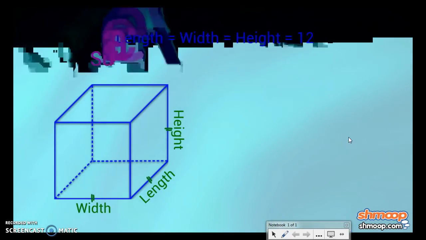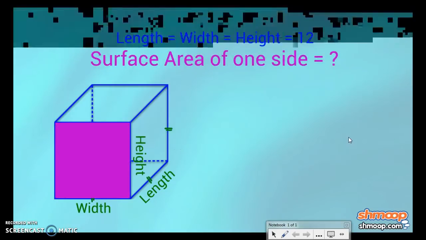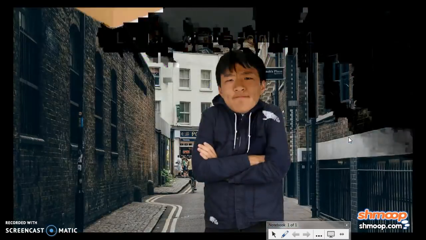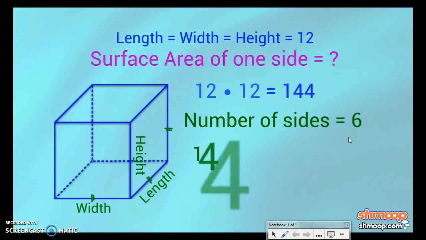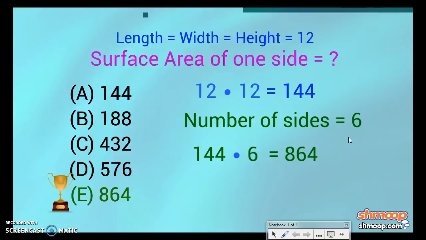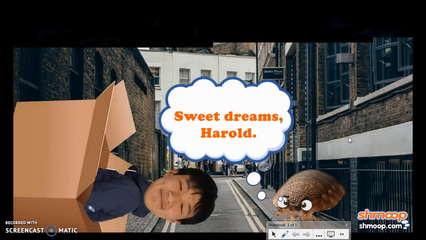Now let's find the surface area of one side. Well, multiply the box's width by the height, right? So that's 12 times 12, it's 144. How many sides are there again? Yes, 6 of them. So 144 times 6 is 864. That's the winner. Now Harold has enough material to hide his home. Sleep tight, Harold. Don't let the literal bed bugs bite.